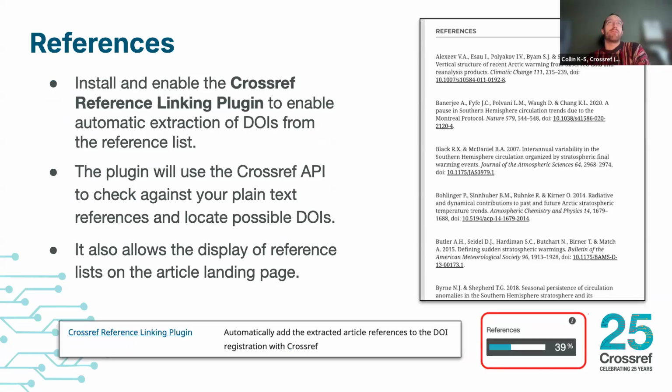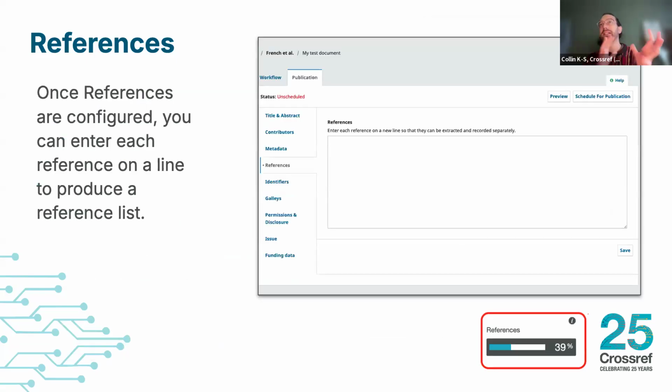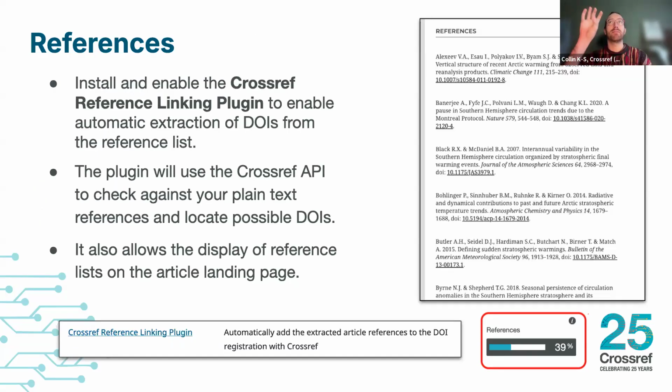There is an additional Crossref reference linking plugin, which allows you to enable automatic extraction of DOIs from the reference list. So if you send us just a list of DOIs like this, our system will internally try to match DOIs, but you can also have a public-facing reference list on your article landing pages. And what this Crossref reference linking plugin does is it finds those DOIs and then it puts them into this reference list, like you can see on the right side of the screen here, so that folks can click through and so that folks can view the reference list right on that landing page.